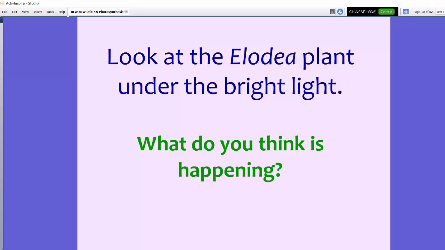Now, take a look at this little image that's going to come up and just think to yourself, jot down in your notes, what do you think is happening here as we look at the Elodea plant underneath bright light?